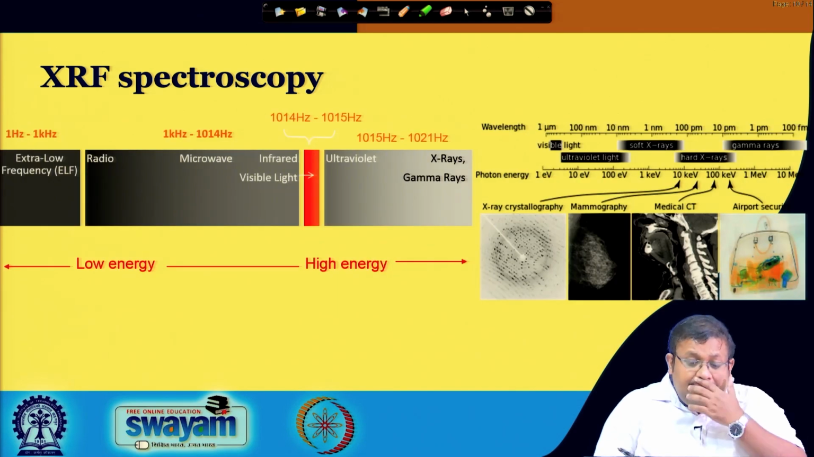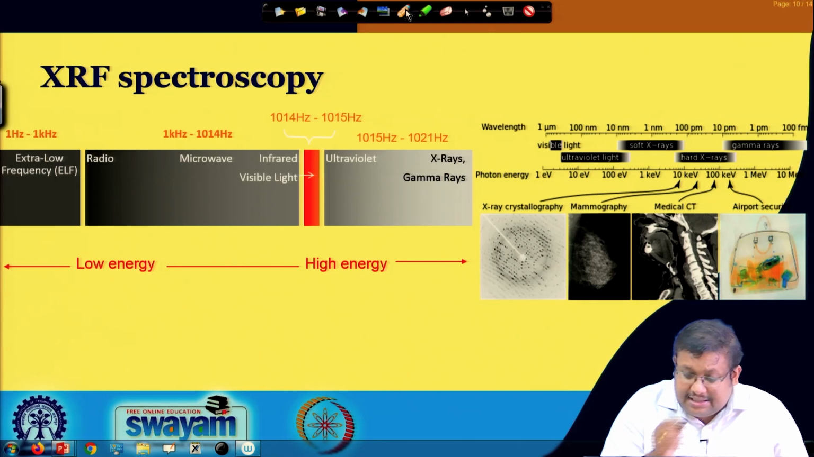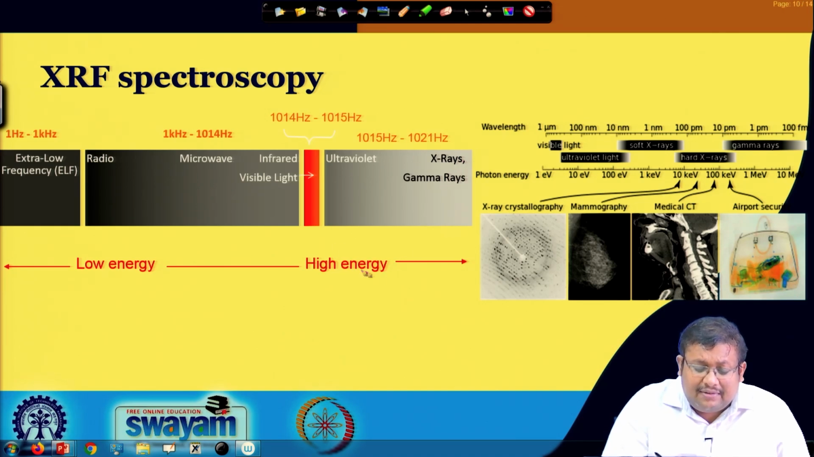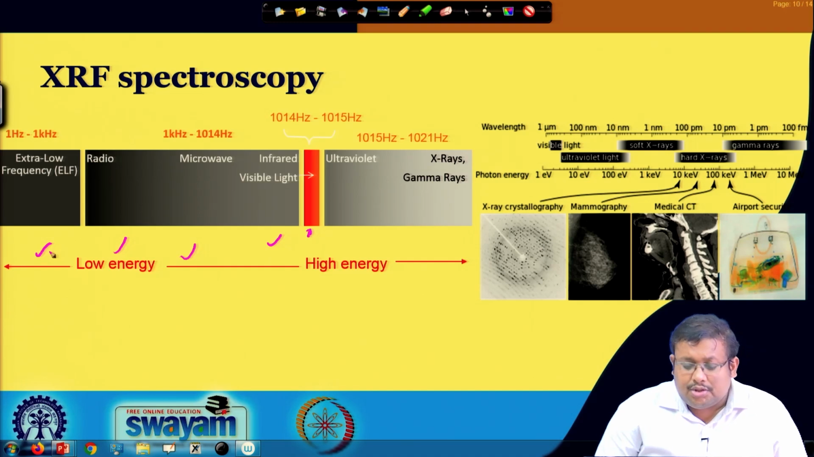Now, if you see the electromagnetic radiation and different types of X-rays, these are the gamma rays, and you can see X-rays and ultraviolet rays, and after that this portion is visible light, and from there we get the infrared, microwave, radio wave, extra-low frequency, and so on and so forth.